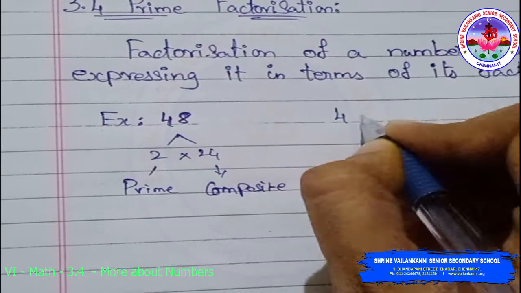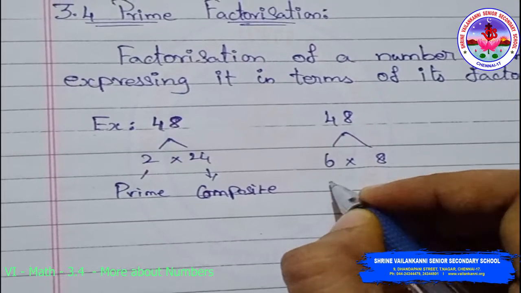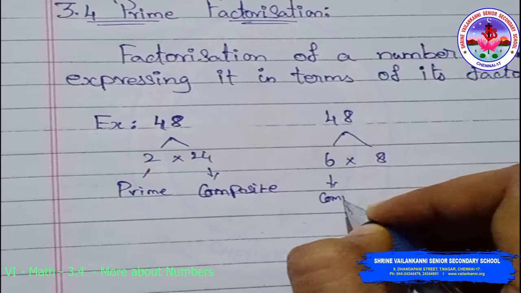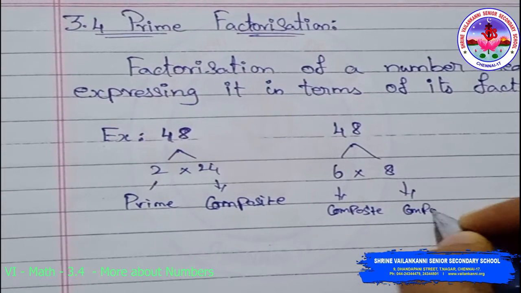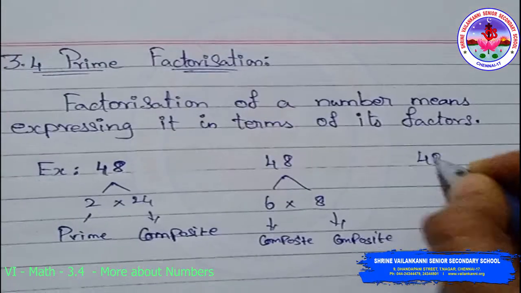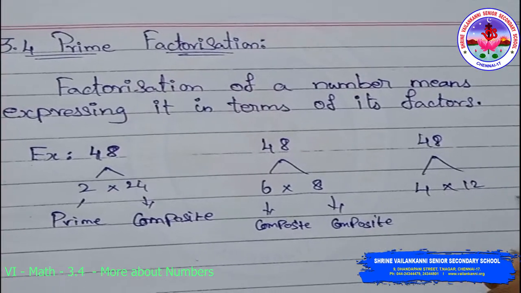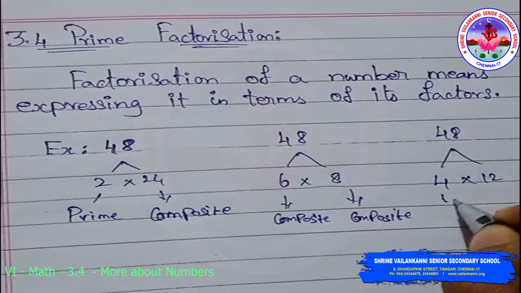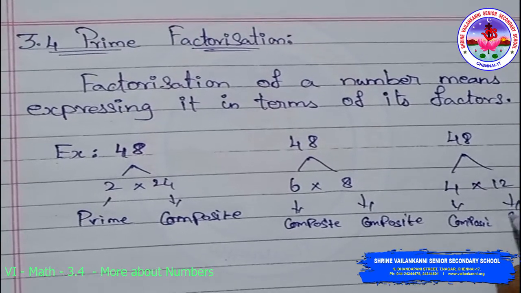Next, 48. The next table is 6 into 8. Here 6 is composite and 8 is also composite. The next one is 48, same 48. The next table is 4, 4 into 12. 4 is also composite, 12 is also composite.